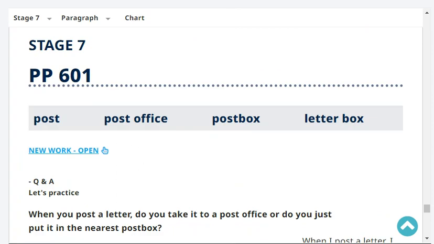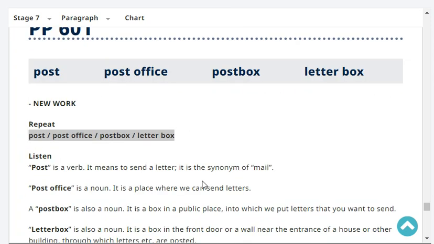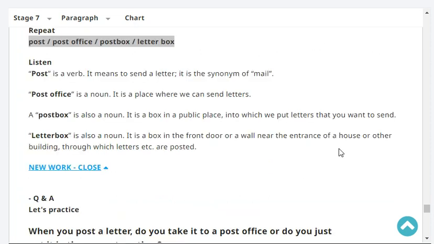Let's have a new word. Okay, repeat. Post. Post office, post box, letterbox. Very good.